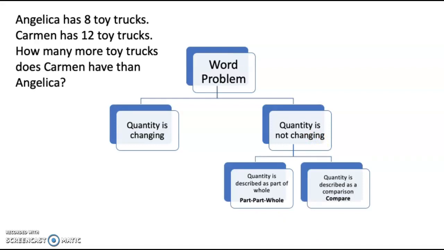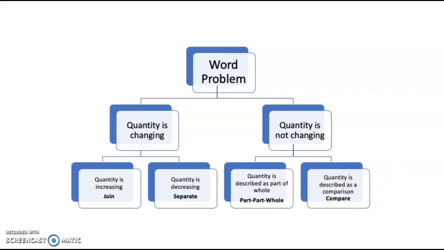And just like I said, we're comparing Angelica's set of toy trucks to the number of toy trucks that Carmen has. And since we're comparing 2 different quantities, this is a compare word problem. You can use this flowchart to help you identify the 4 main types of addition and subtraction word problems. Once you do this, you are ready to further classify the word problem by the unknown quantity.